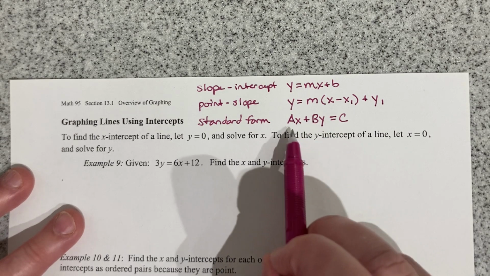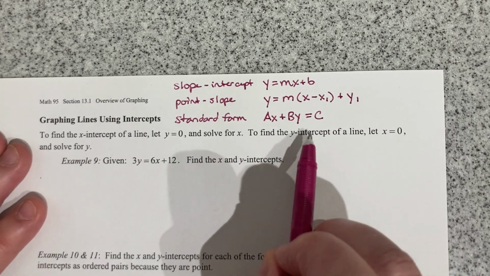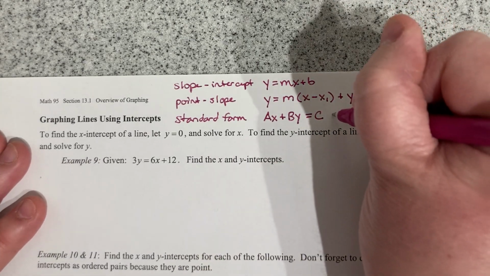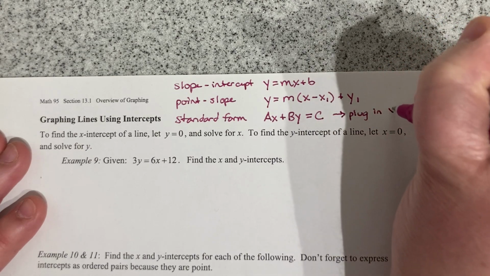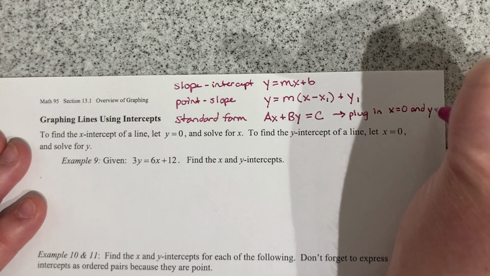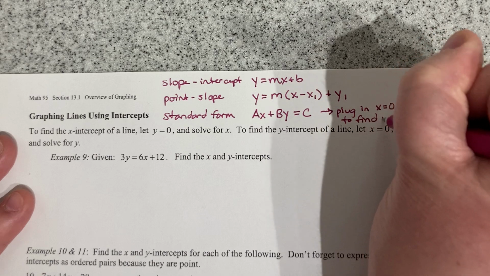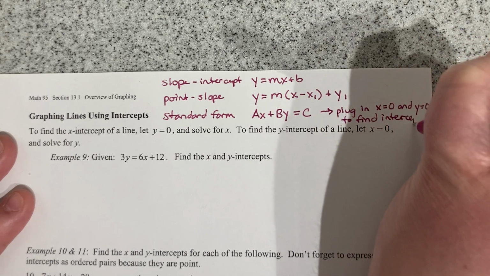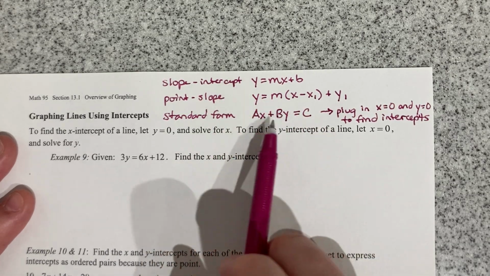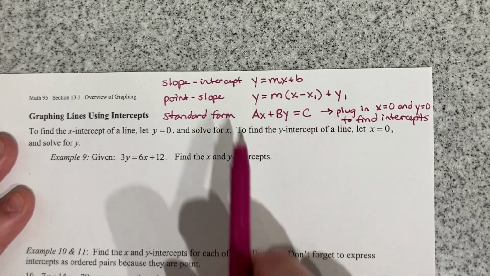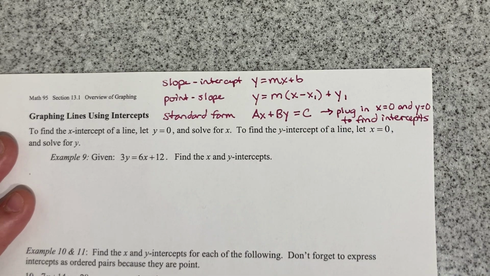Now, one thing we can do with standard form is solve and get y by itself. But the other thing we can do is find intercepts. So we're going to plug in x equals 0 and y equals 0 to find the intercepts. That gives us another way to graph when you don't have the slope. The other option, though, is putting it into y equals mx plus b form, doing the algebra to get y alone. But we're going to practice using intercepts and seeing how that works.